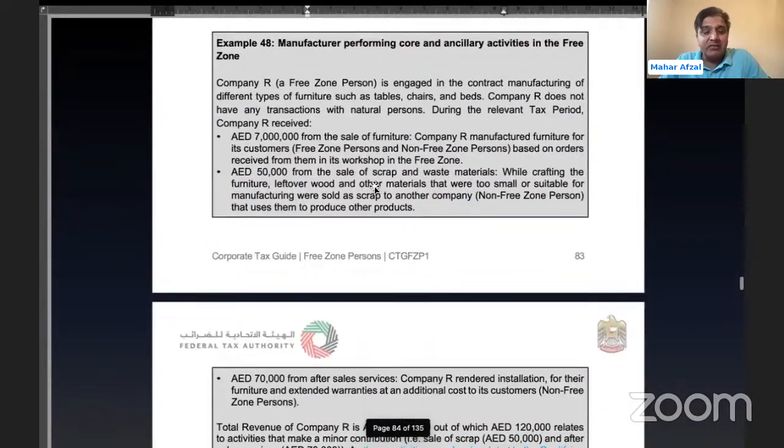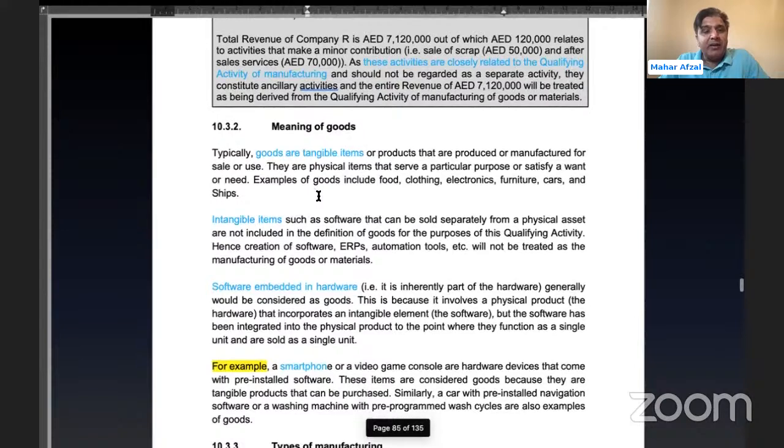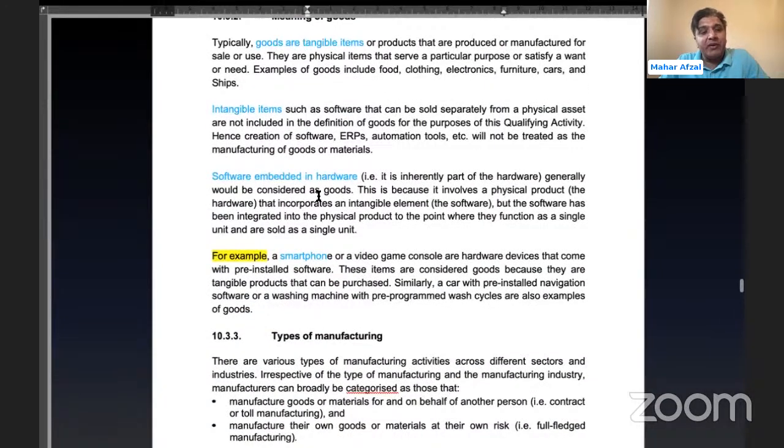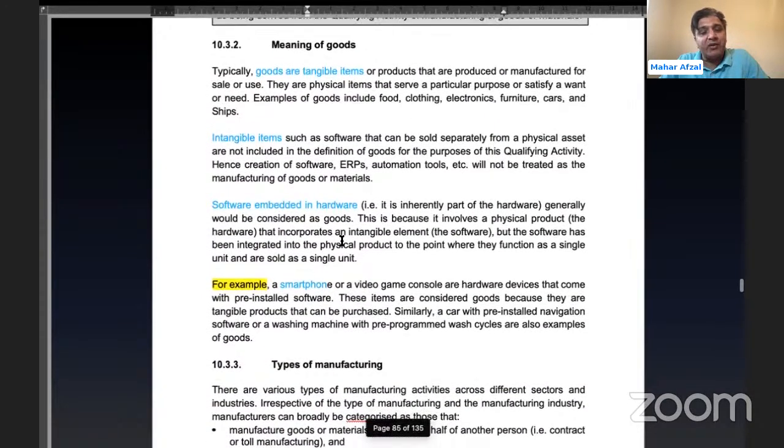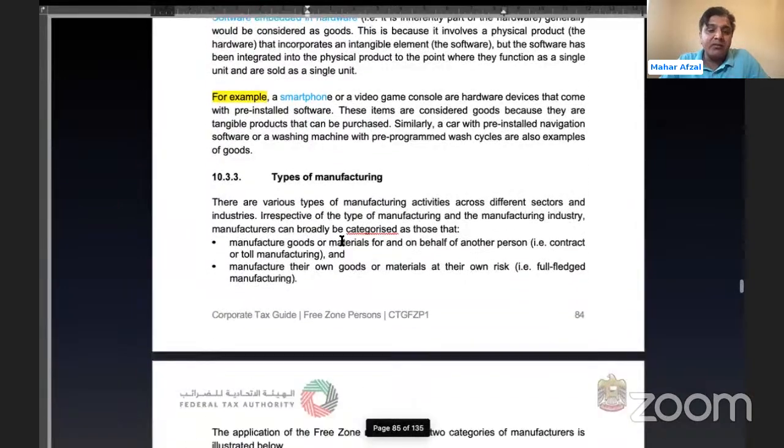You can go through this. It is a very straightforward thing. The meaning of goods they have defined: it will be physical goods. It can be hardware as well, which includes the software, but software itself will not be part of the goods.